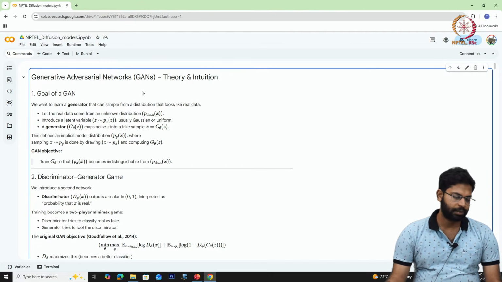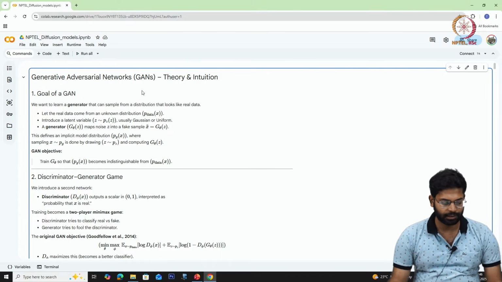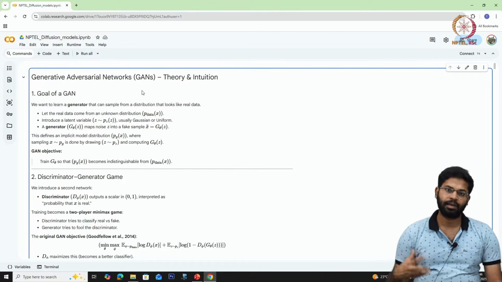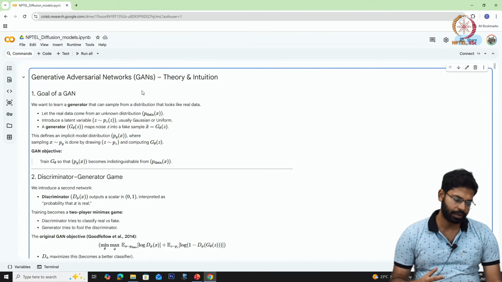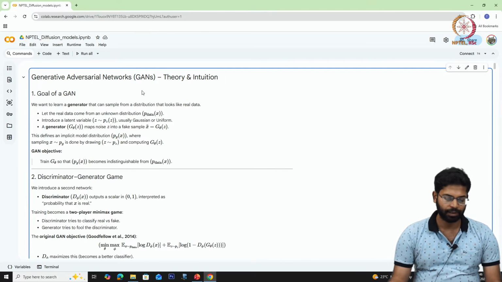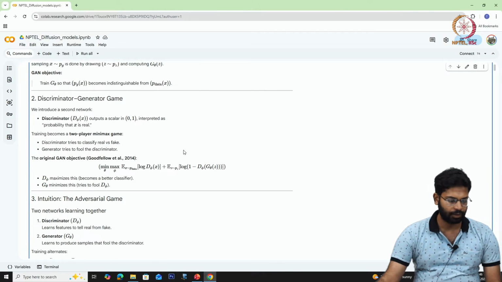Now the objective of this generative adversarial network is to train a generator network G theta so that P_G(X) becomes indistinguishable from P data(X). Essentially the generator is generating some data X which should be indistinguishable from the real data distribution P data. Now as we go along, how do you implement it?